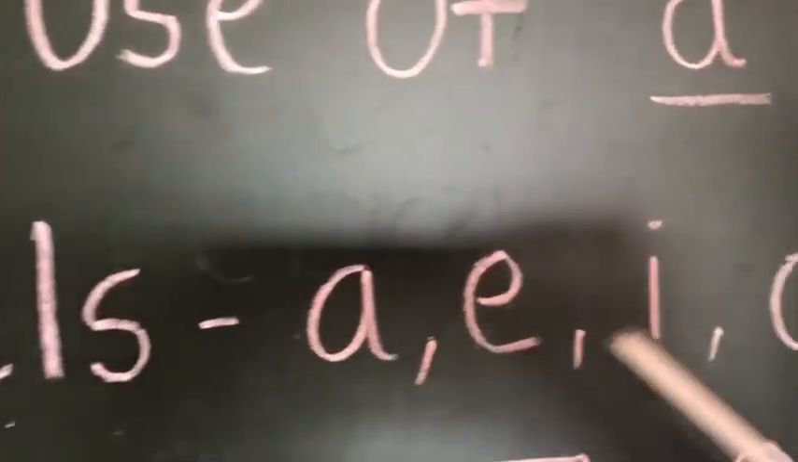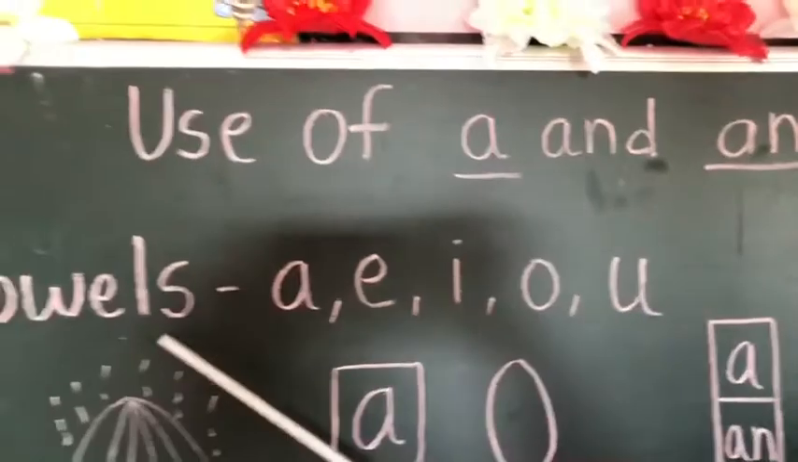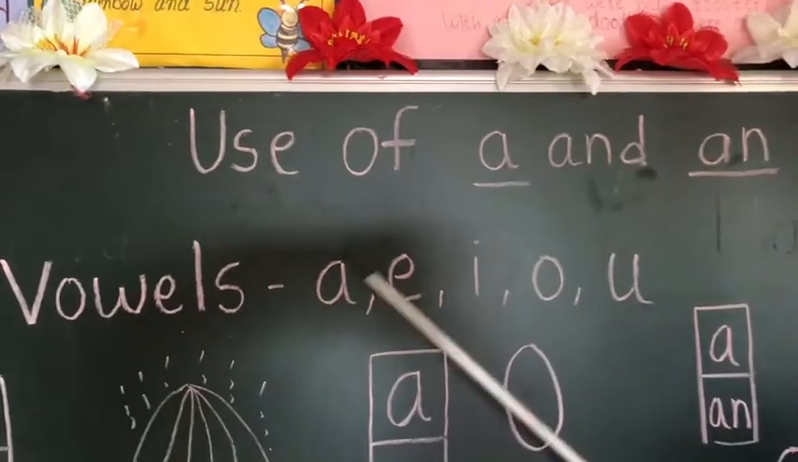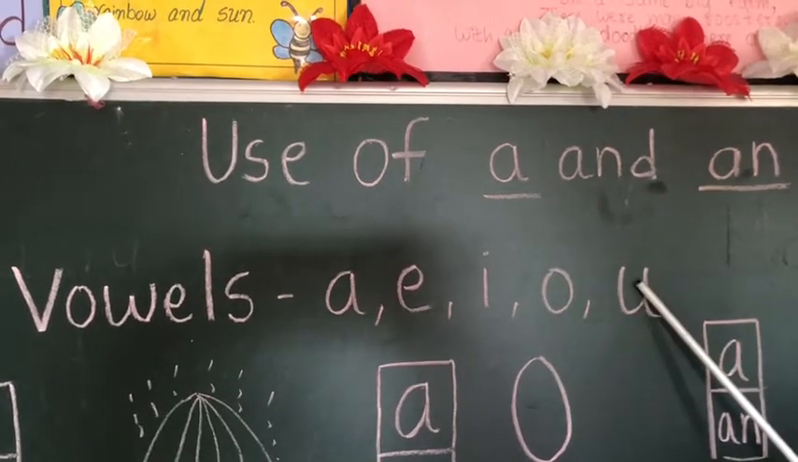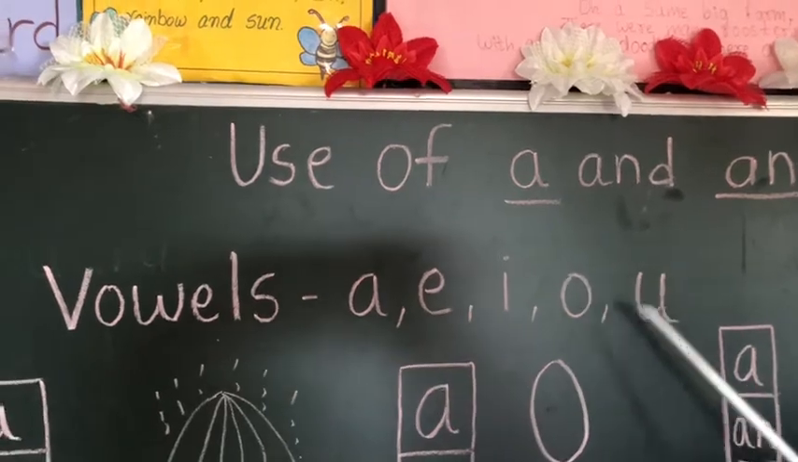A, E, I, O, U. These are 5 vowels. I'll repeat it. A, E, I, O, U. Today I am going to teach you the use of these vowels.